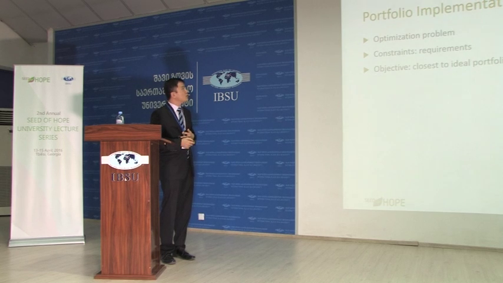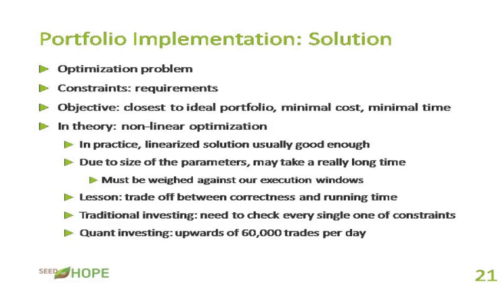We usually try to model it as an optimization problem where our objective is to get as close as we can to our ideal portfolio with minimal cost and minimal time, where our requirements become the constraints, right? In theory, this is a nonlinear optimization, and this can get very expensive to compute. But in practice, usually a linear solution is good enough, especially because we're running against time limitations.